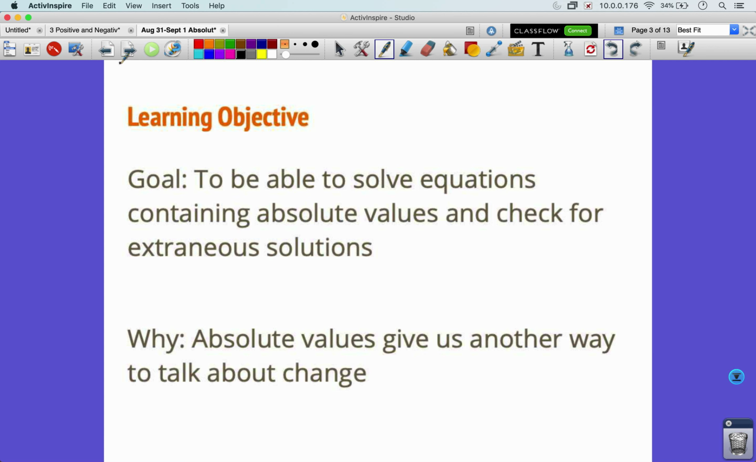Okay, goal for today is to be able to solve equations containing absolute values and check for extraneous solutions. Why are we doing this? Well, it's time to start talking about absolute values because those give us another way to talk about change. Specifically when we don't care about whether change is positive or negative, just that something changed.